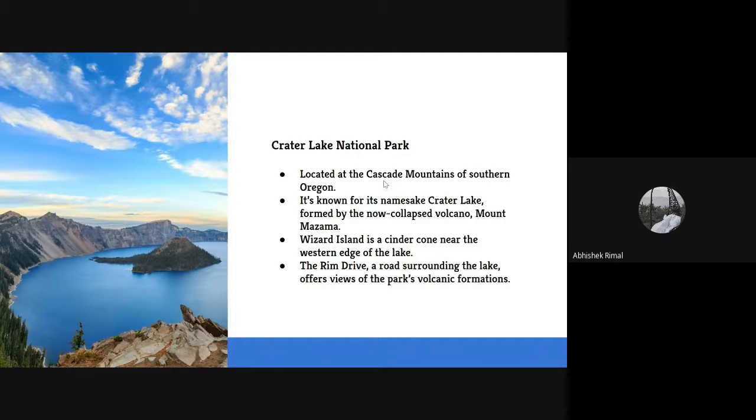It's located in the Cascade Mountains of Southern Oregon, and it is known for its namesake Crater Lake, formed by the now collapsed volcano Mount Mazama. Then Wizard Island, as you can see in the picture, is a cinder cone near the western edge of the lake. And the Rim Drive, the road surrounding the lake, offers views of the park's volcanic formations. There's a long road along the side of the lake, so you can have a really nice drive there.